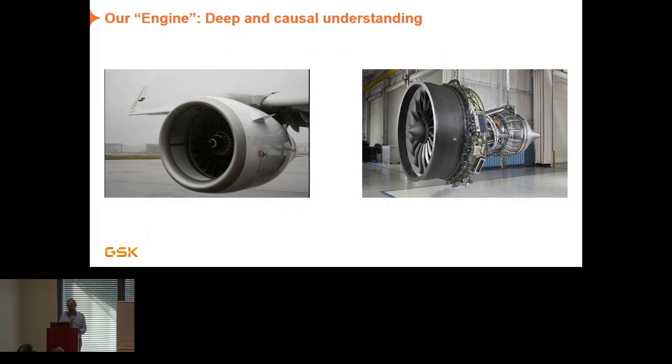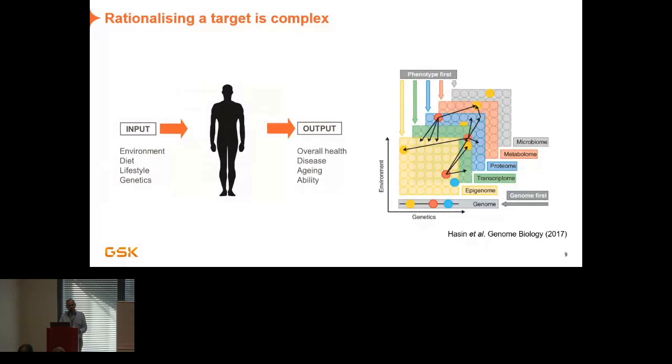That's all very nice, but it's not like building a plane, it's a lot more complicated. So you have the input: you have your genome, genetics, but you have the environment, your lifestyle, your diet, and that creates an output. And you have multiple layers as well. So you have the metabolome, the transcriptome, the proteome. You can measure things in different ways, and all those different layers are influenced by the environment, for example.